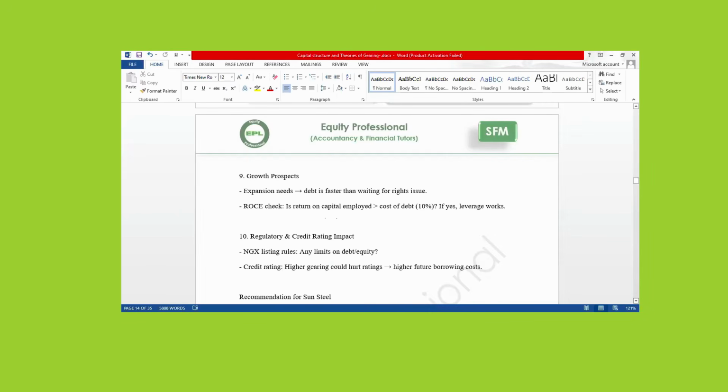Check return on investment or return on capital employed greater than cost of debt. If the return on your investment is more than the cost of borrowing, then you can borrow to finance the investment.